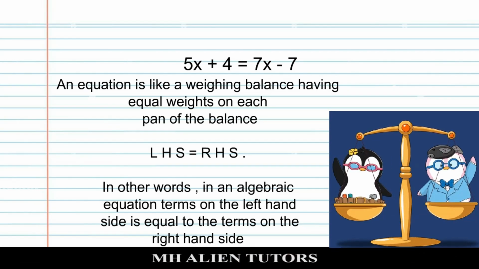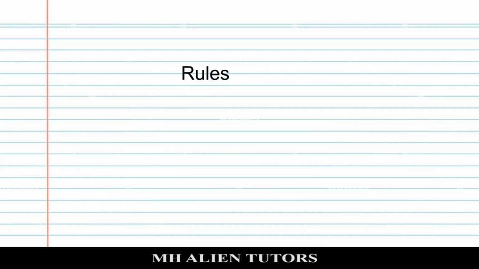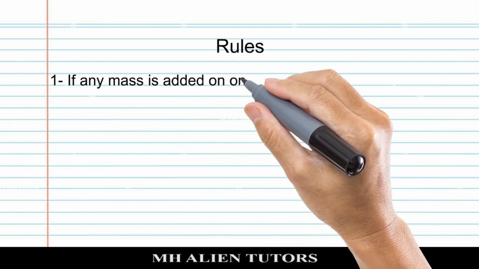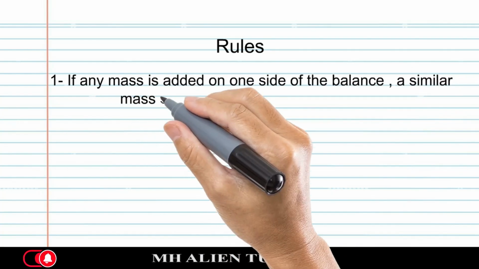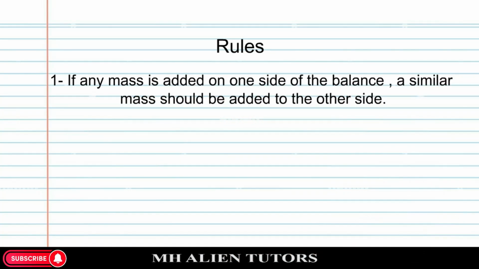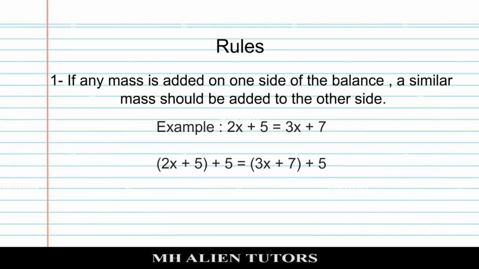There are some rules to balance the equations on both sides of the equal sign. They are: Rule number 1, if any mass is added on one side of the balance, a similar mass should be added to the other side. If we add +5 on the left-hand side, we should definitely add +5 on the right-hand side.